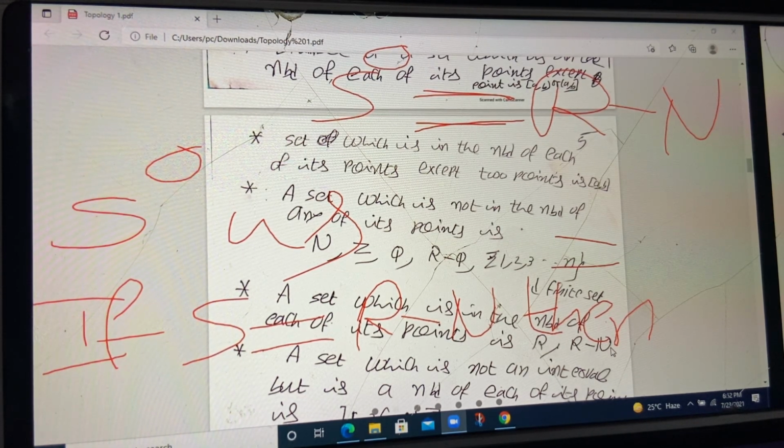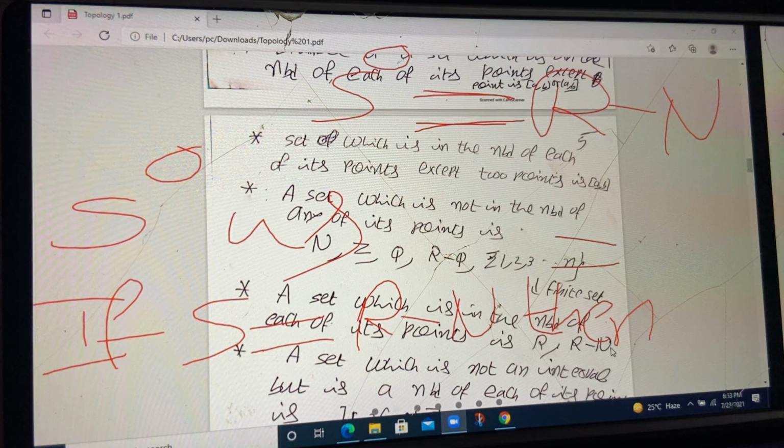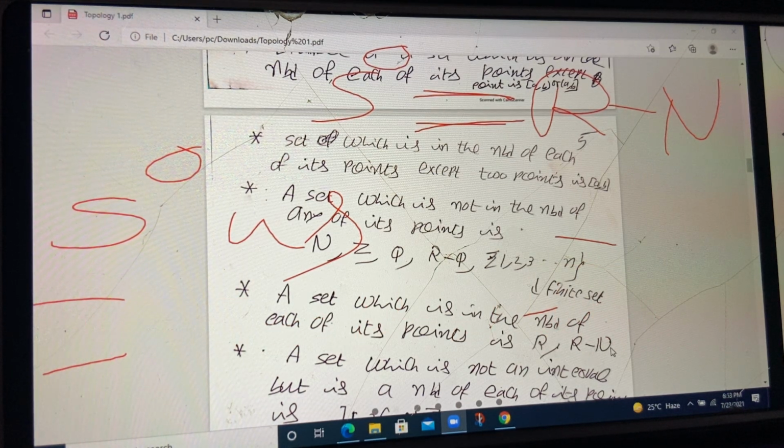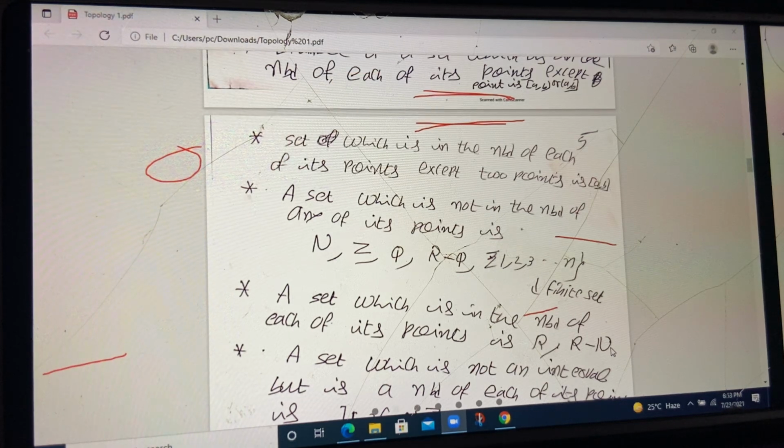For a closed interval, the interior is the open interval. For an open interval, it is the open interval. Semi-closed also gives the open interval. For N, the interior is empty. For Z, the interior is empty. For Q, the interior is empty. For R minus Q, the interior is empty. Is it clear for all of you? This is how the question comes: we are asked to find the interior of a set.